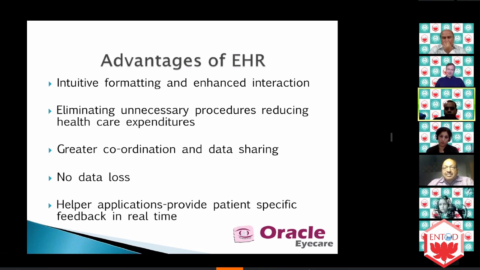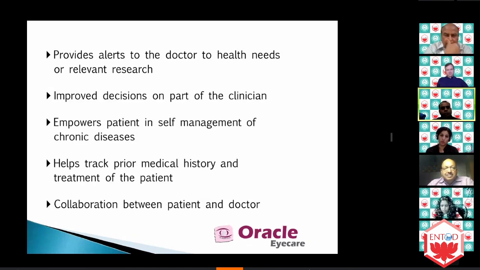It is a very fast record, with great coordination of data, and no data loss. It provides alerts to the doctor, helps provide relevant information, improves decisions on the part of the clinician, helps attach prior medical history, and allows collaboration between patient and doctor.